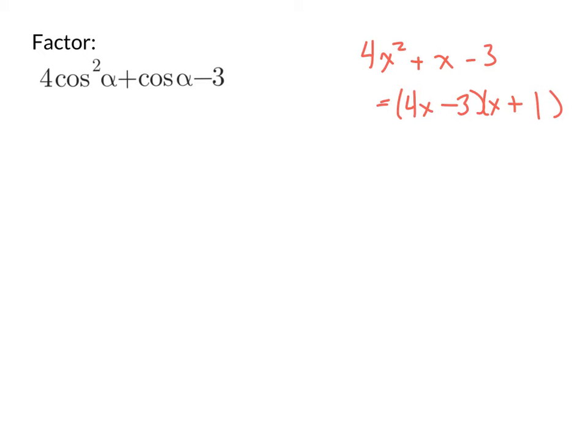Now we can take that and apply it to our trig expression, because everything that was an x is now going to be a cosine of alpha. So this will factor into 4 cosine of alpha minus 3 times cosine of alpha plus 1.